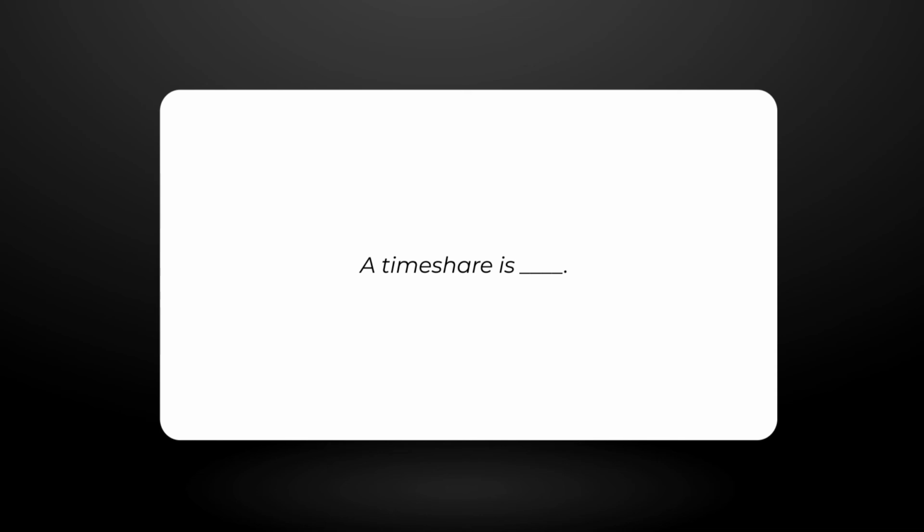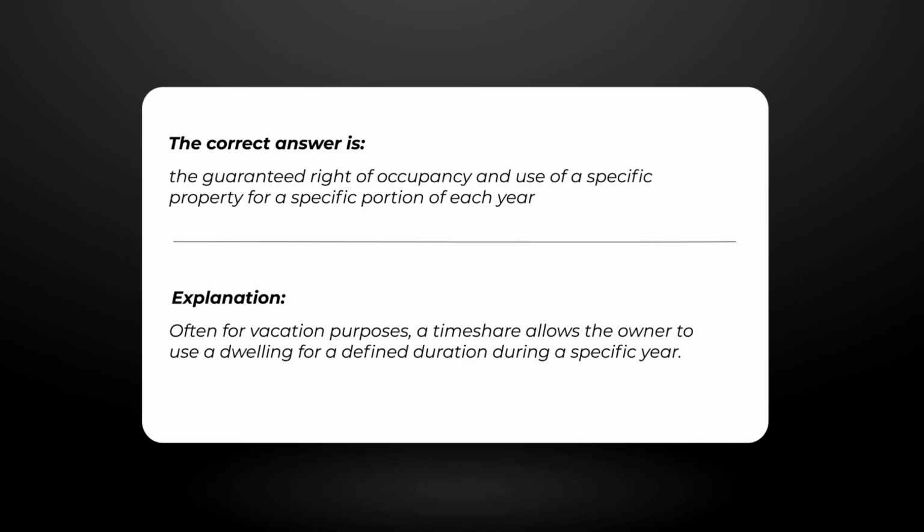A timeshare is? The correct answer is the guaranteed right of occupancy and use of a specific property for a specific portion of each year. Explanation. Often for vacation purposes, a timeshare allows the owner to use a dwelling for a defined duration during a specific year.